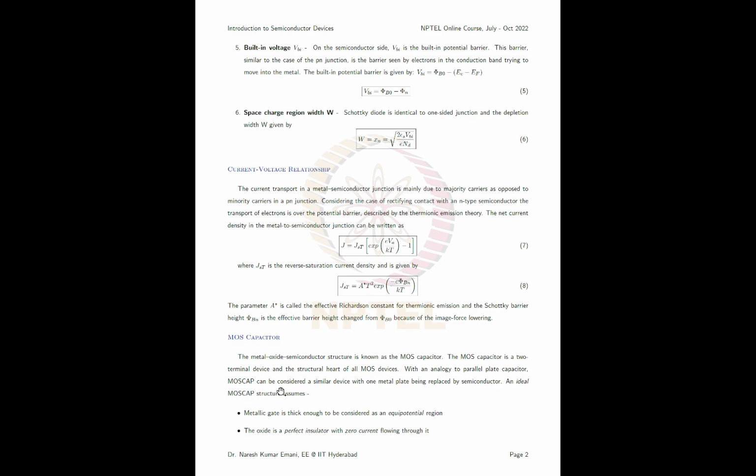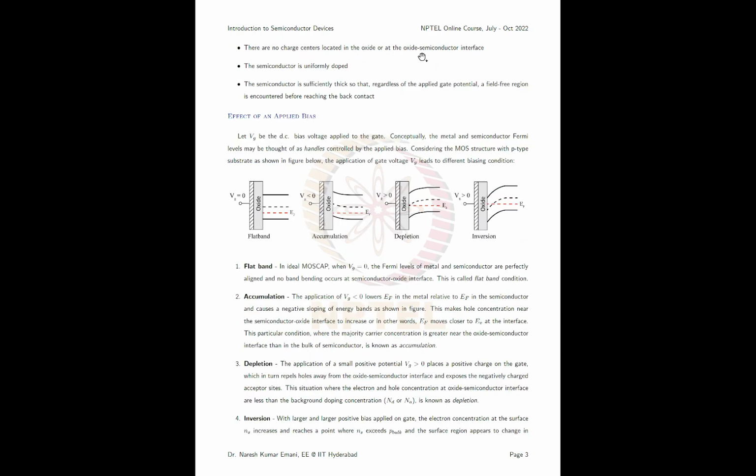Assumptions for an ideal MOS capacitor structure: the metal gate is thick enough to be considered a single equipotential surface. The oxide is a perfect insulator with zero current flowing through it. There are no charge centers located in the oxide or at the oxide-semiconductor interface. The semiconductor is uniformly doped and sufficiently thick so that, regardless of the applied gate potential, you have a field-free region in the back. That is, your semiconductor is thicker than your maximum depletion width.